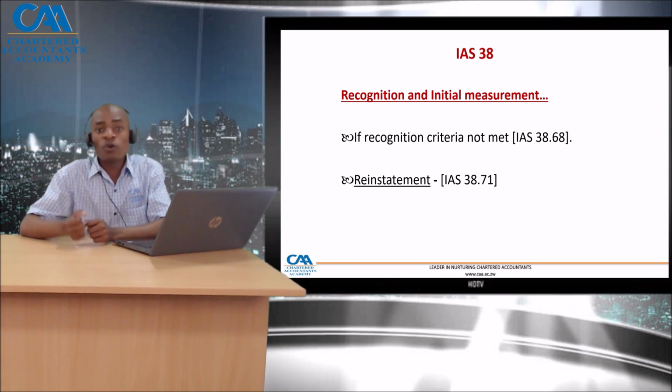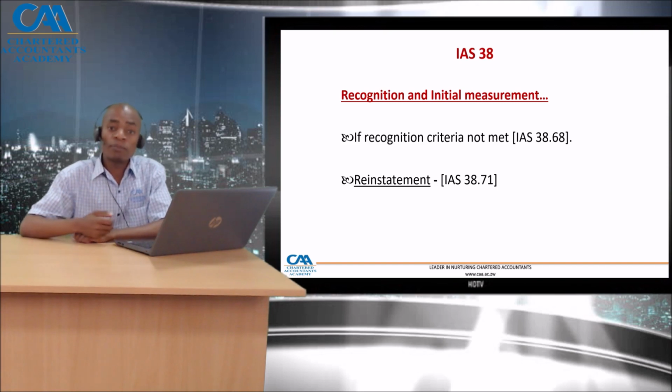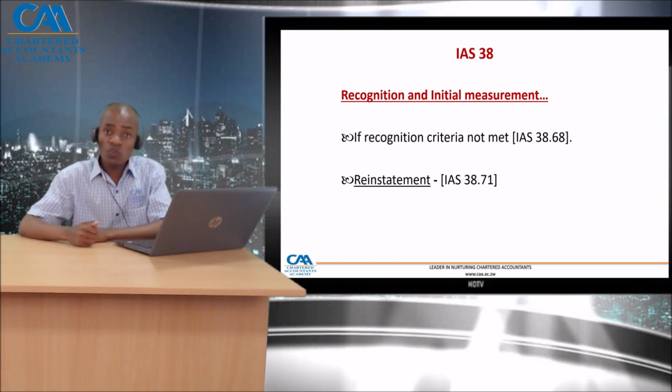So it's some of all those areas that in the exam, as you are given the scenario, you must pay specific attention to detail to make sure that you are in a position to navigate or to answer, be it a discussion type of question or a calculation, so you'll be guided by the requirements of the standard.